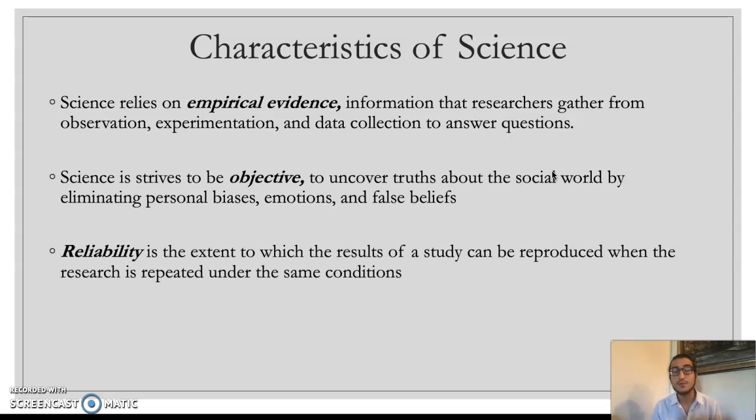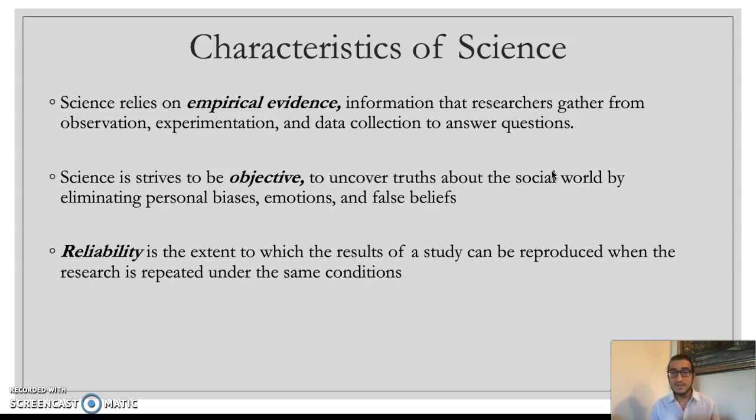Science should also be reliable, which means the extent to which the results of a study can be reproduced when the research is repeated under the same conditions. So this is another important aspect of research, the ability to replicate a study. In science, we always want to ensure that the studies that we're conducting can be replicated by other researchers, and this is just a good practice to get into to ensure that we're being objective, that we are not letting our opinions, our own personal biases influence our findings.